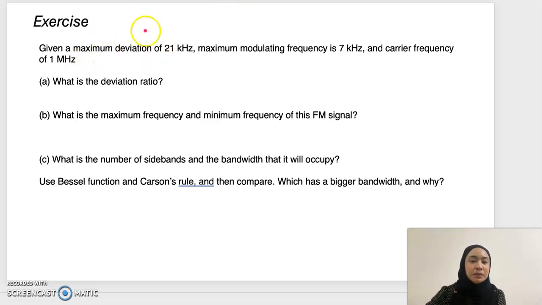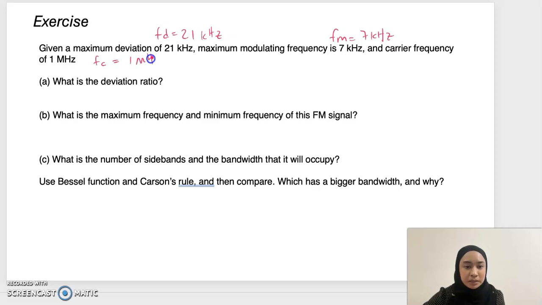So given a maximum deviation of 21 kilohertz, so this is going to be our FD, we know this. Maximum modulating frequency FM is 7 kilohertz, and carrier frequency FC is 1 megahertz. It's asking what is the deviation ratio. We have talked about this, FD over FM. And then what is the maximum and minimum frequency? So max would be FC plus FD, and minimum would be FC minus FD. And then what is the number of sidebands that the bandwidth will occupy?